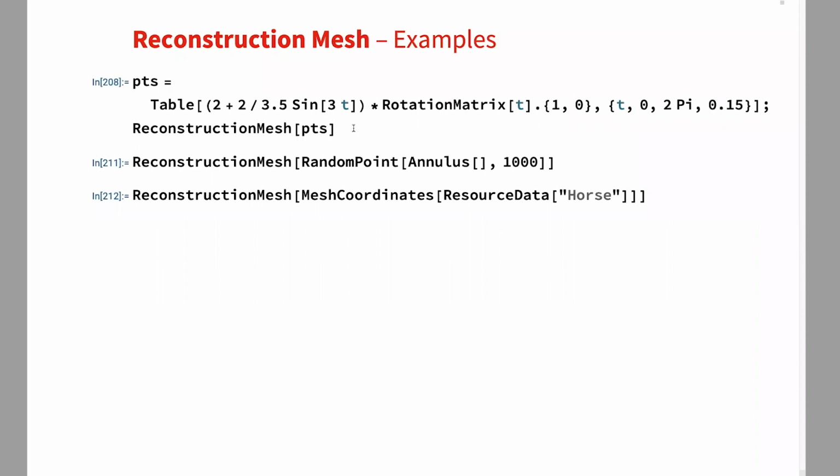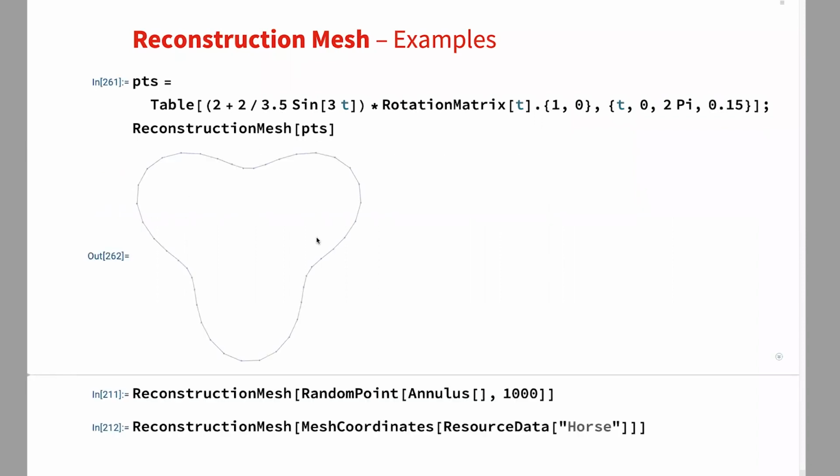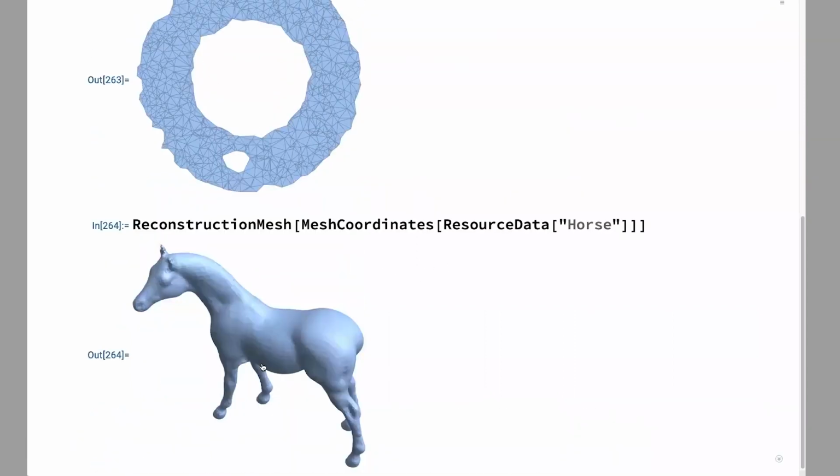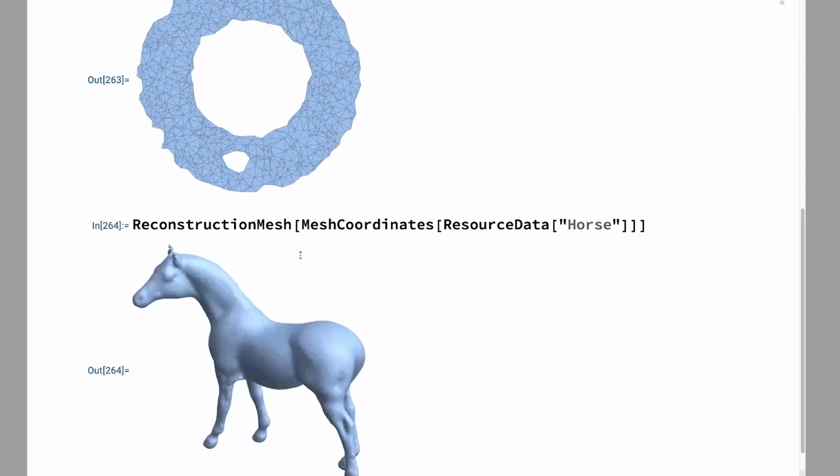So, just quick examples. We can have a curve in 2D, and it automatically knows to use the crust algorithm. We can have our annulus in 2D and it knows to use concave hull. And we can have a surface in 3D and it knows to use GradientFittedMesh.